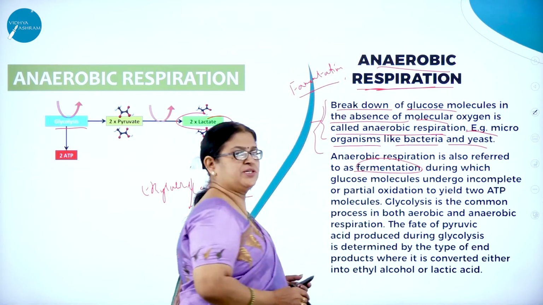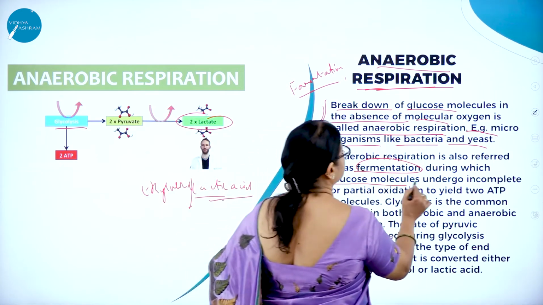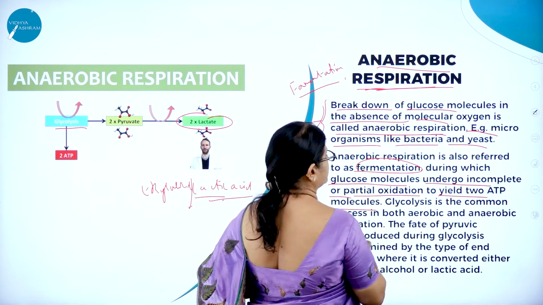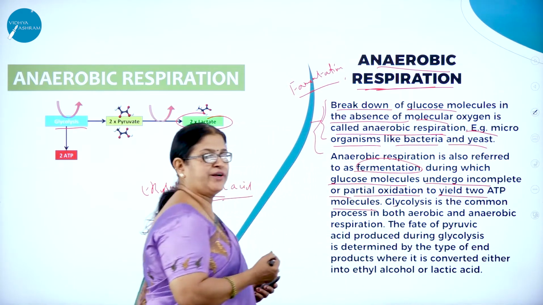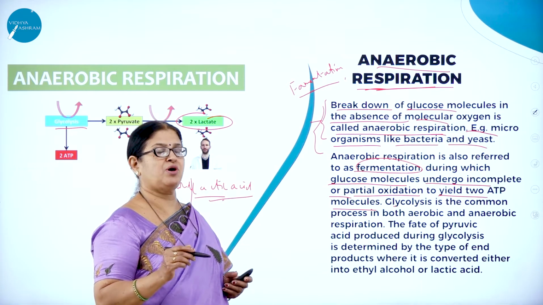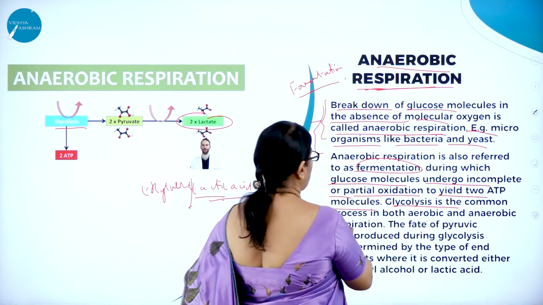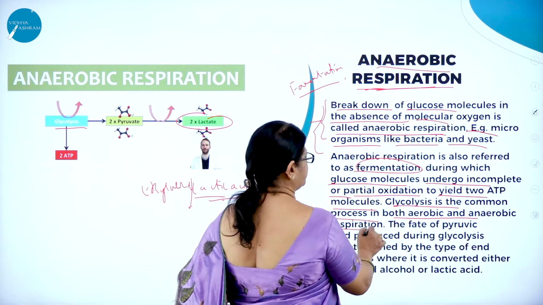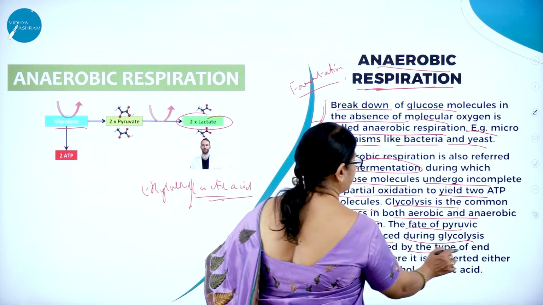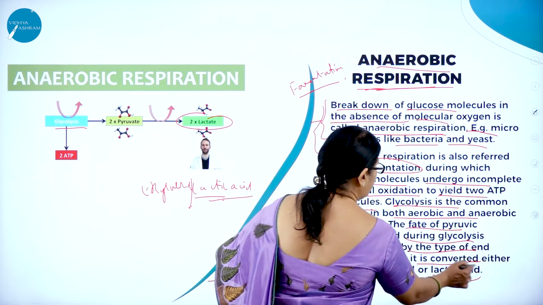Anaerobic respiration is also referred to as fermentation, during which glucose molecules undergo incomplete or partial oxidation to yield 2 ATP molecules. As we already studied in aerobic respiration, there is one step called glycolysis, which is common for both aerobic and anaerobic respiration. The fate of pyruvic acid produced during glycolysis is determined by the type of end products, where it is converted either into ethyl alcohol or lactic acid.